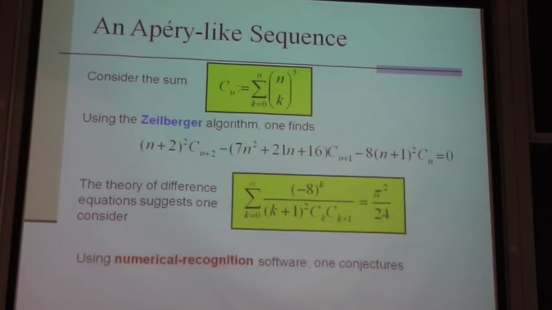So the suggestion is this is pi squared over 24, and I can build a whole bunch of other formulas like this type. You start with something like this, you get this guy come out using Zeilberger, then you use your theory of difference equations to build a candidate sum you think will be nice, turn on your numerical recognition stuff and see what comes out.